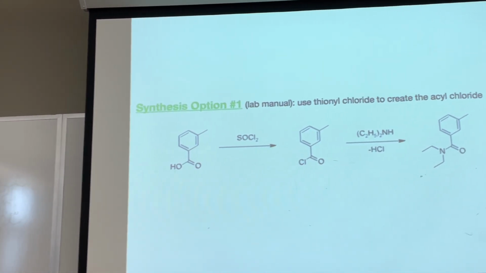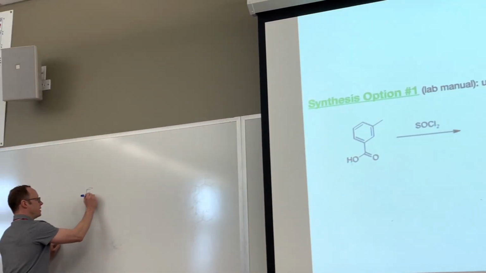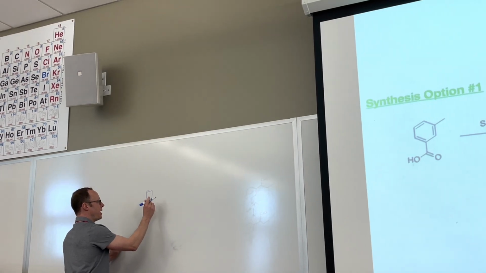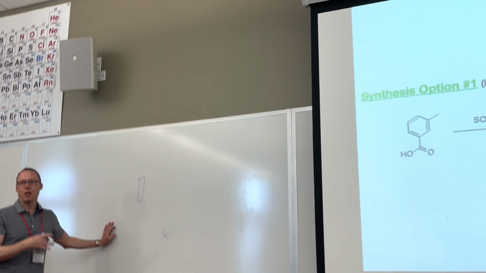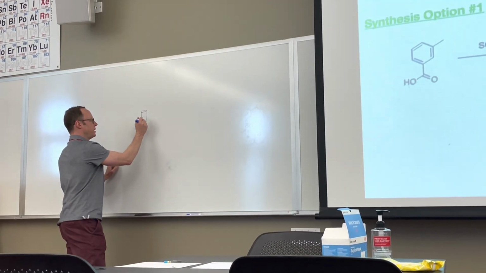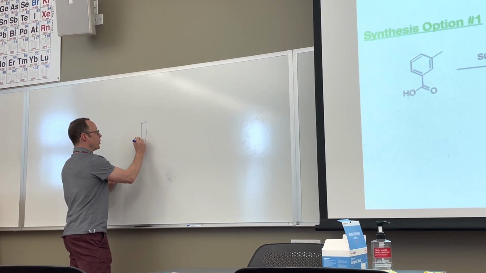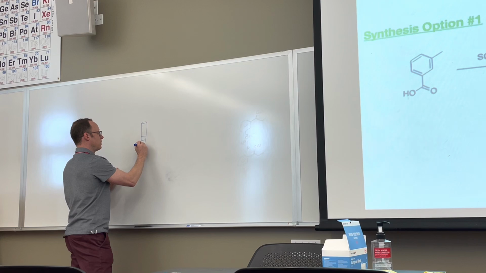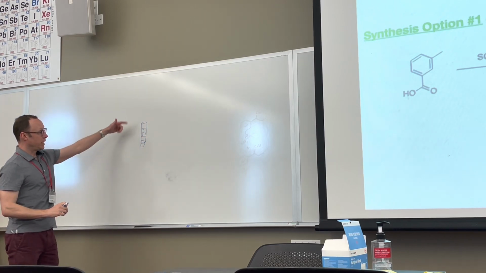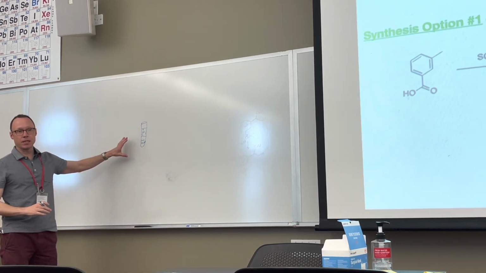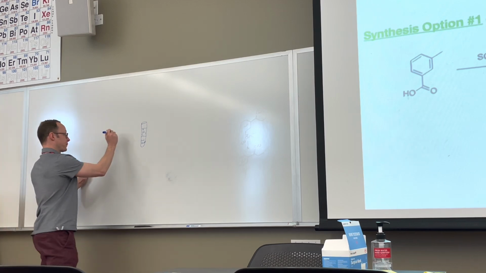So what you're going to end up doing is you're going to take a test tube and make a biphasic mixture of the sodium hydroxide and diethylamine. So you're going to take some 10% sodium hydroxide and then put in the diethylamine. And again, it's going to be biphasic because they're not going to be soluble in one another.